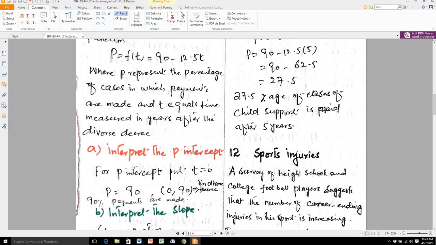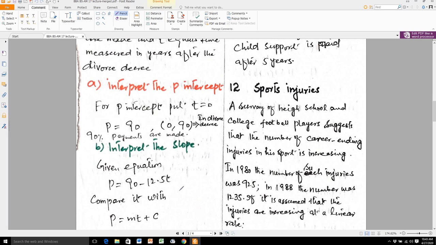In the divorce decree, 90% payments are made. Here P represents the percentage of the payment made by the government. So P is equal to 90. It shows that 90% payments are made in this case. Now we move towards part B. Interpret the slope.